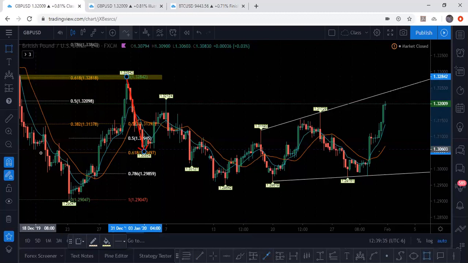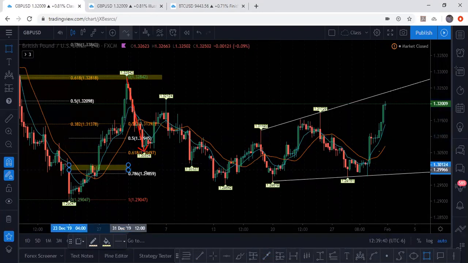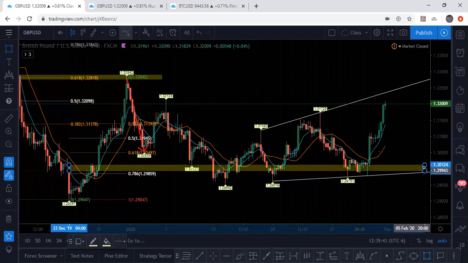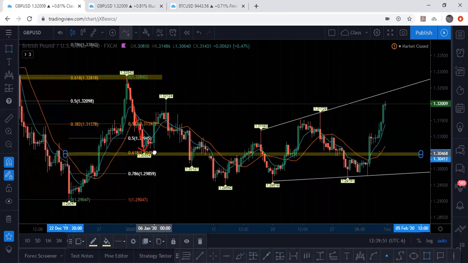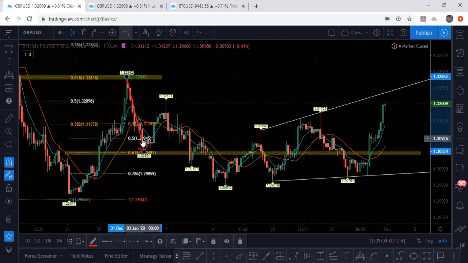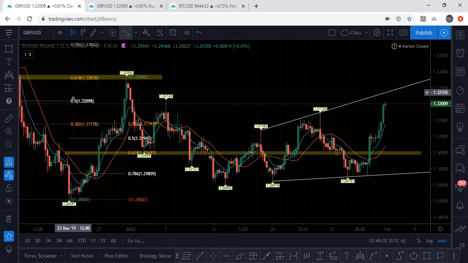This zone right here. I'm going to change that. It's acting up. So this zone right here. This zone right here. Now let me delete this out. You see it? Let me take this one off too.